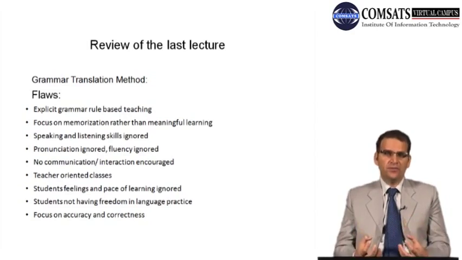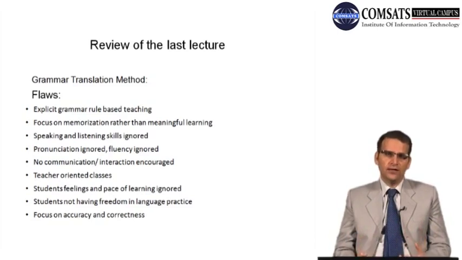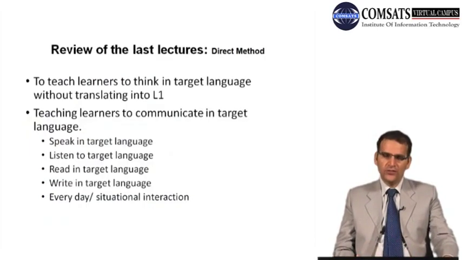So considering these flaws, we felt that if a method does not produce as per the expectation, because the learners were unable to communicate in the target language, we needed a method that would help the learner of a foreign language to communicate in that language. If the learners are unable to communicate in the target language, the purpose cannot be served. That's why we needed a method. And what do we call it? Yes, the method is the direct method.